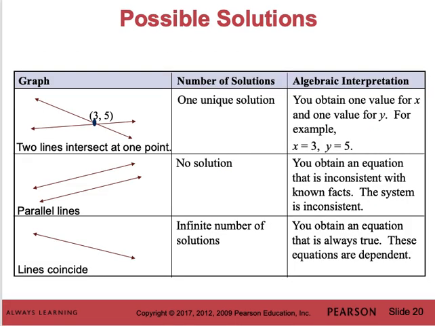So remember, here are our 3 options. If there's one point, we would just end up with x equals this and y equals that. If we have parallel lines, there's no solution, and if the lines coincide, everything's the same.